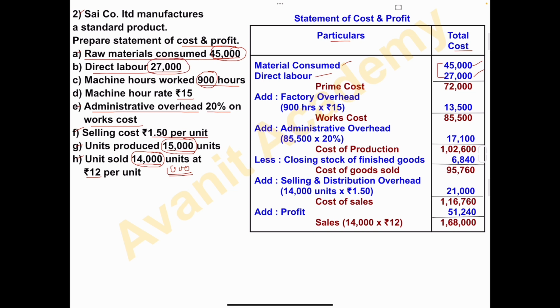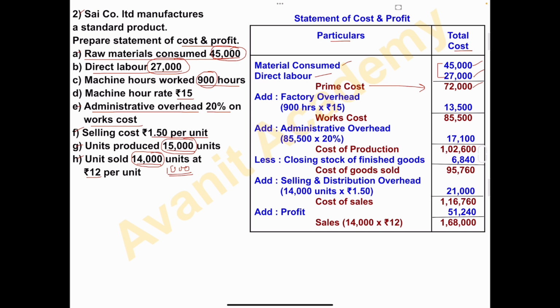Add these two amounts. 45,000 plus 27,000 and the total is 72,000. So the total of raw material consumed plus direct expenses, direct wages or direct material is called prime cost. So in this problem we have material consumed and direct labor and total of these two items is called prime cost, that is 72,000.